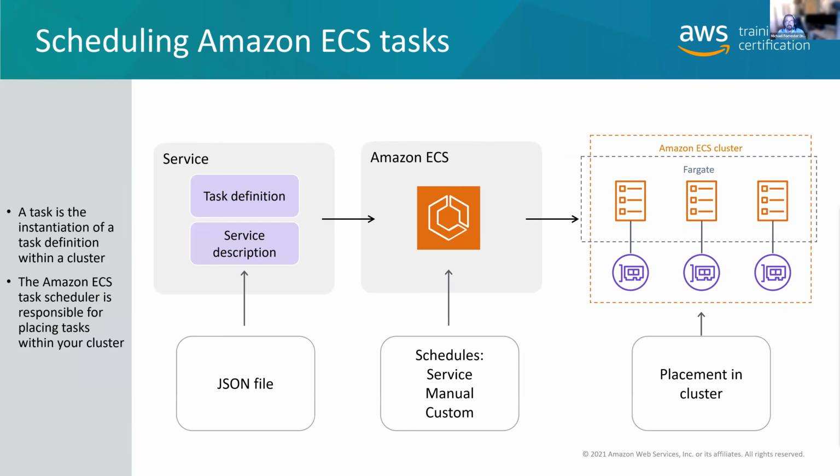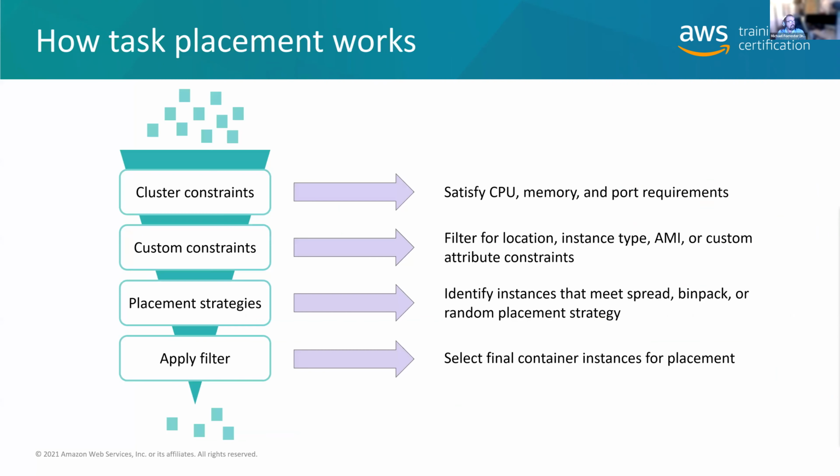Notice here that we got a bunch of JSON files that are being ingested to define the task definition and service definition, and then that gets ingested and placed in the cluster. You can also, by the way, do this inside the console, right? Task placement, how does that work?